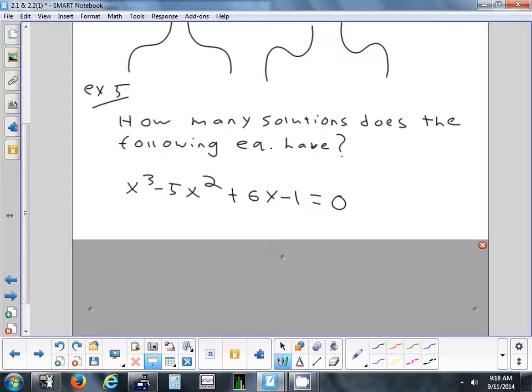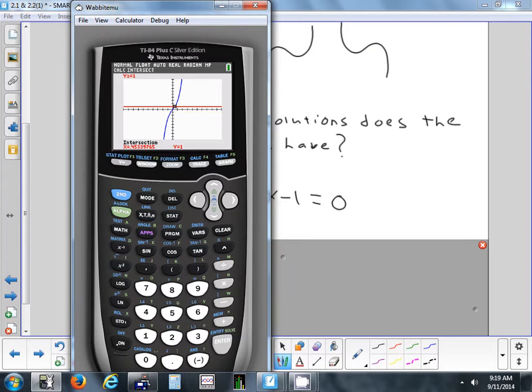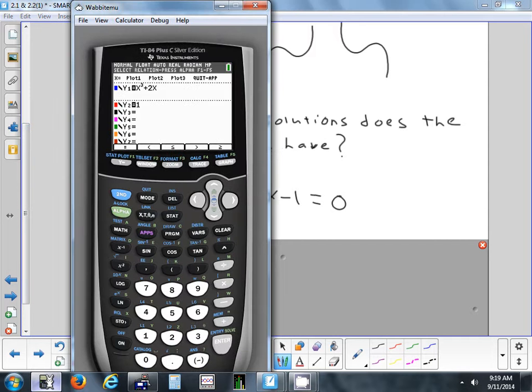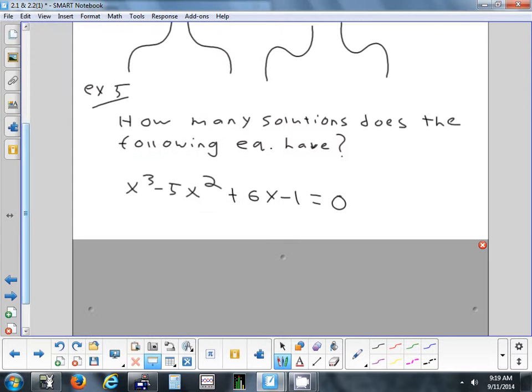Is there a formula to do it? Sure. There's a formula to do everything. But we don't have the formula for doing it with a cubic. So we'll just graph it. So x cubed minus 5x squared is it plus 6x minus 1.